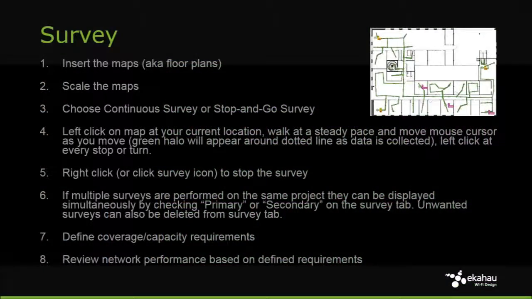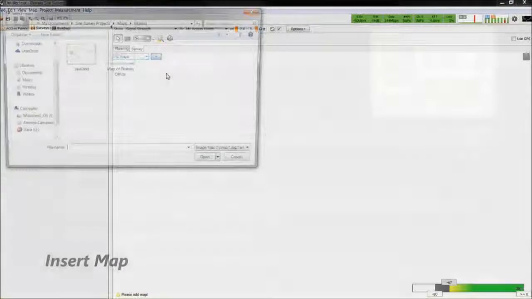To conduct a survey, insert a map, scale the map, choose a survey type, and then left-click on the map to start the survey. Walk at a steady pace and move the cursor as you move. Left-click again every stop or turn. Right-click to stop the survey.